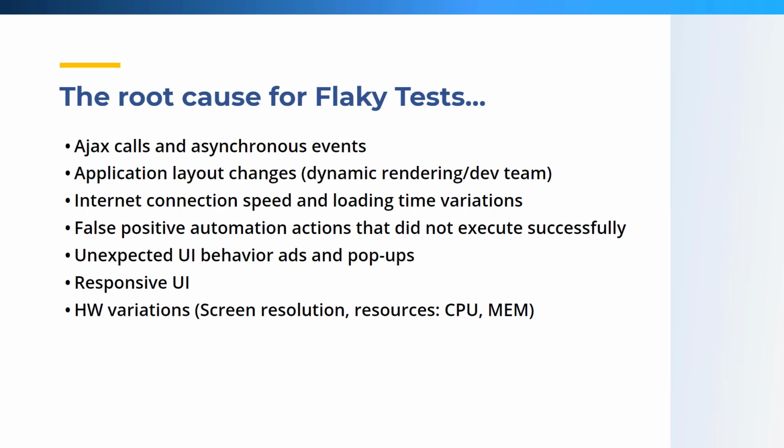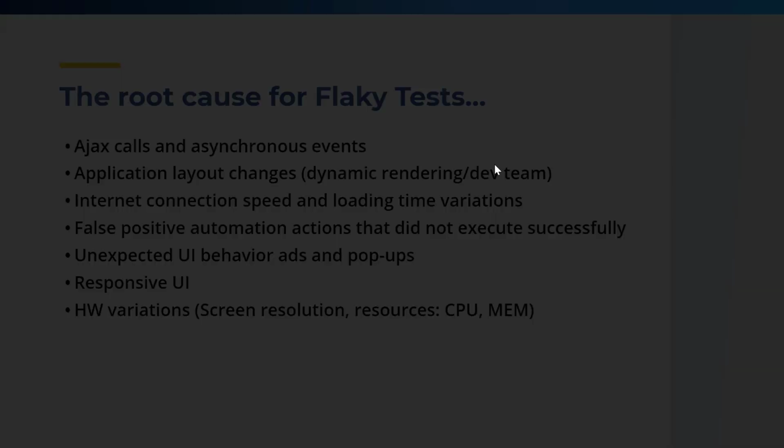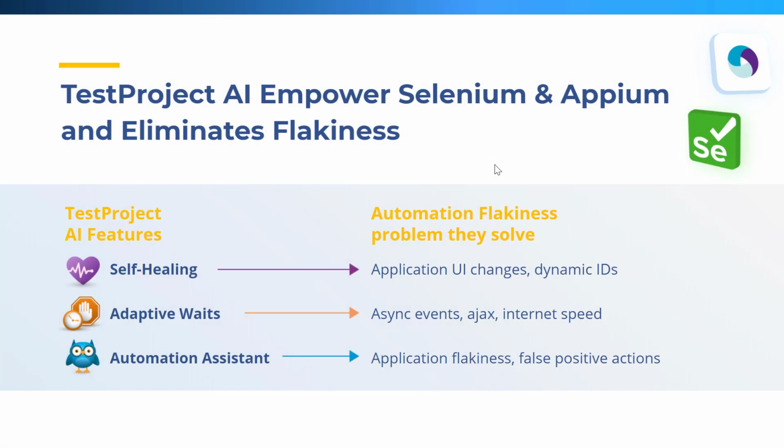These changes can result from dynamic UIs with dynamic IDs and elements, or changes made by the development team during the application's lifecycle. The TestProject platform offers various tools to improve your automation for web and mobile applications. In this video, we'll show you how to tackle these issues in your tests and what tips and tricks you can use. But first, let's discuss the AI tools that TestProject provides to handle those issues.